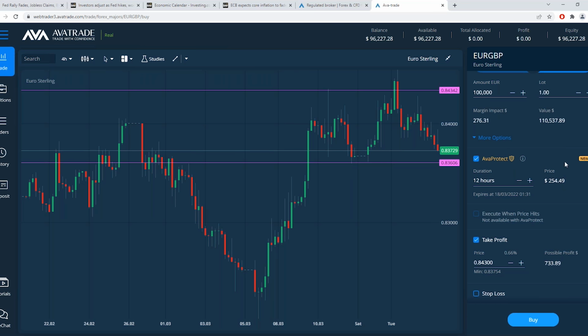One full lot would cost me 254. So that's pretty close to what I'm saying. So look at my potential profit, 735 to the take profit price that I programmed. So that's about a 3-to-1 ratio, potential profit to what the protection cost me.